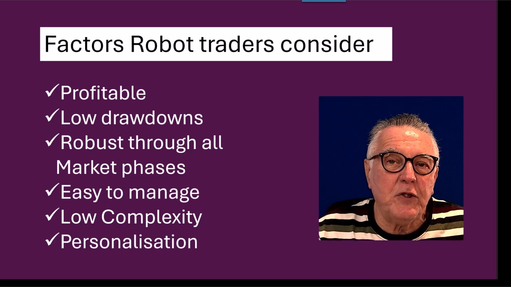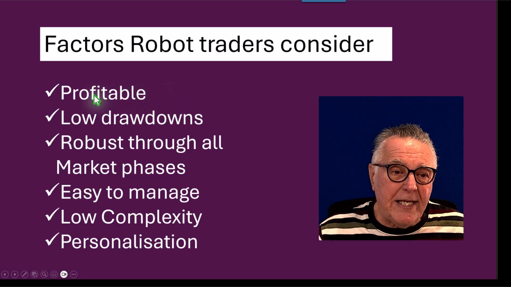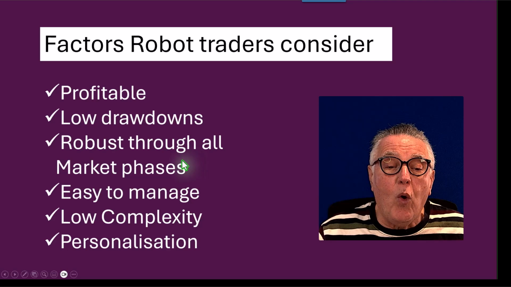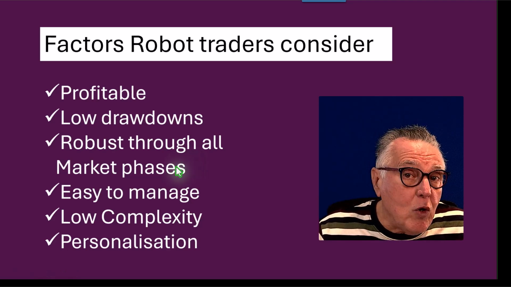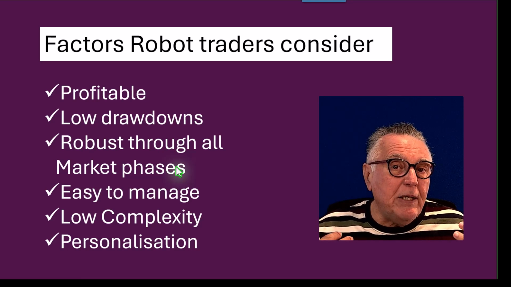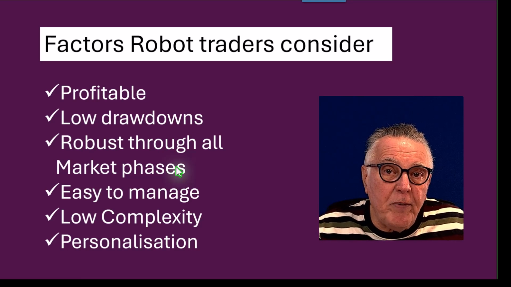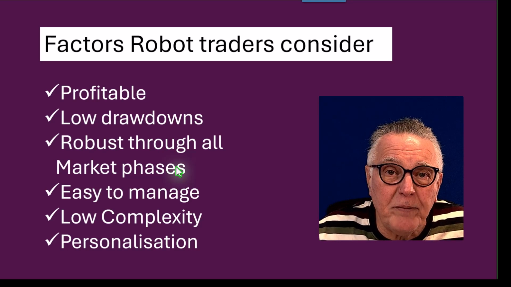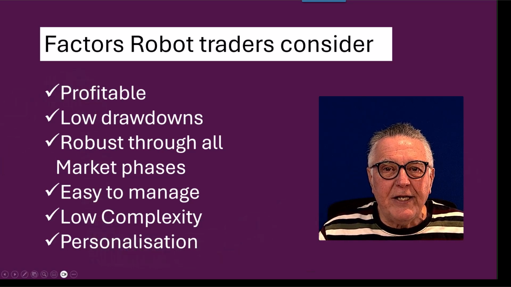So when traders consider a trading robot, they look at various factors, things like profitability, low drawdowns, robust through all market phases, easy to manage, low complexity, easy to understand in other words, and the potential for personalization in terms of using the robot as designed but putting a personal approach to that. And I'll talk a bit more about that. So those are the factors that traders take into account.